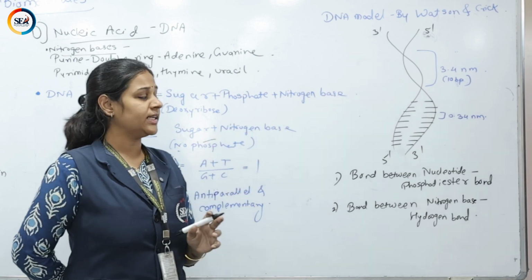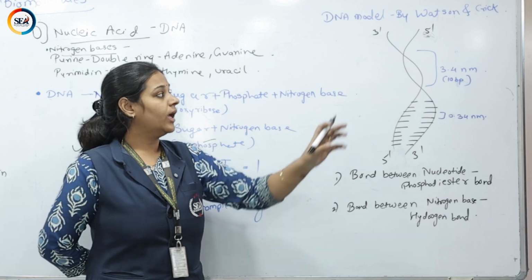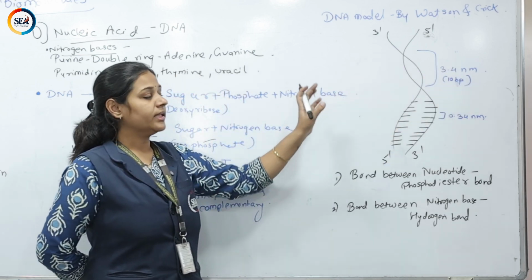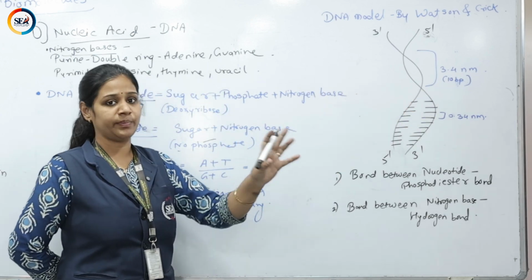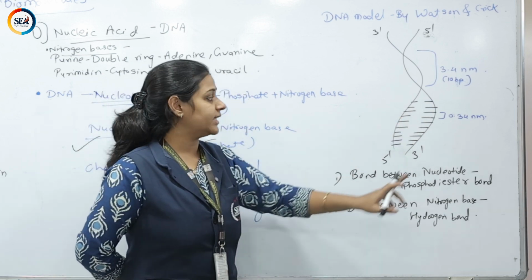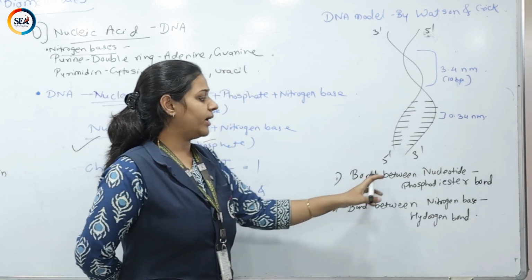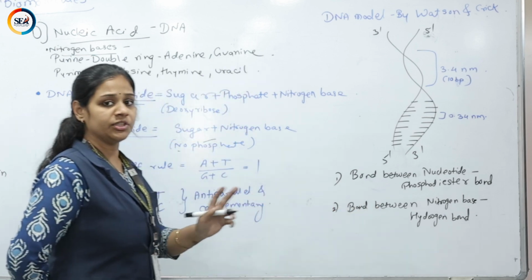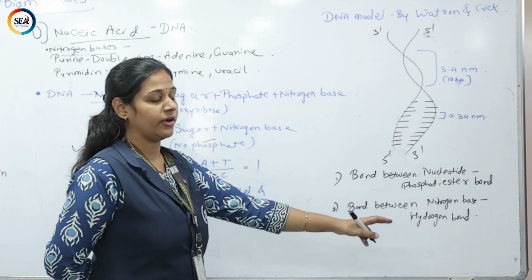The DNA model of Watson and Crick also suggests that one turn is made up of 3.4 nanometers and includes 10 base pairs, that is 10 nucleotide base pairs. Here the distance between two base pairs is 0.34 nanometer. Bonds between nucleotides are phosphodiester bonds, and bonds between nitrogen bases are called hydrogen bonds.